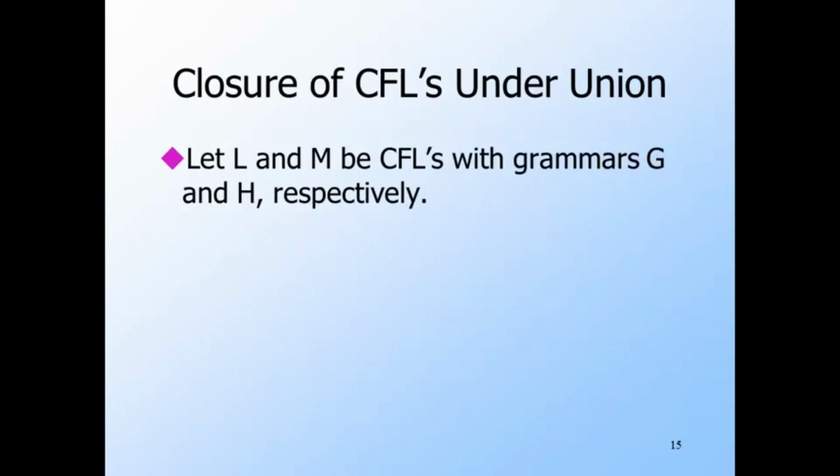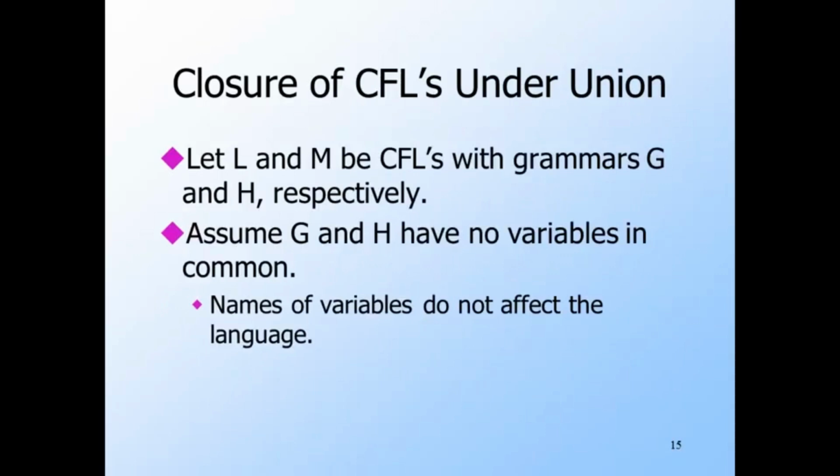Let L and M be the context-free languages, and let them have grammars G and H respectively. We need to rename variables of one of these grammars, so no variable is used in both G and H. The names of the variables don't matter, so we can always do this. The reason it is so important is that we're going to throw the productions from G and H into one pile, and if they had variables in common, we could accidentally use a production from G on a variable from H or vice versa.